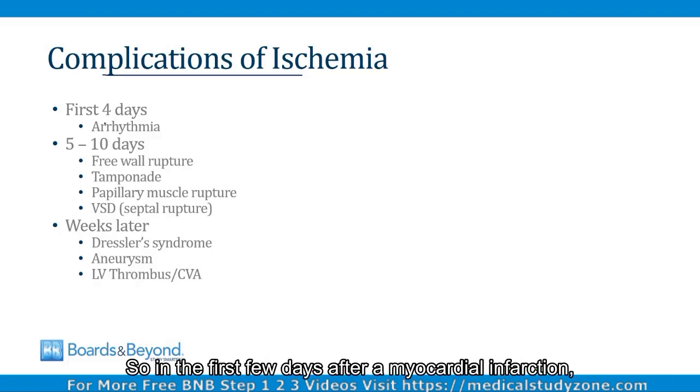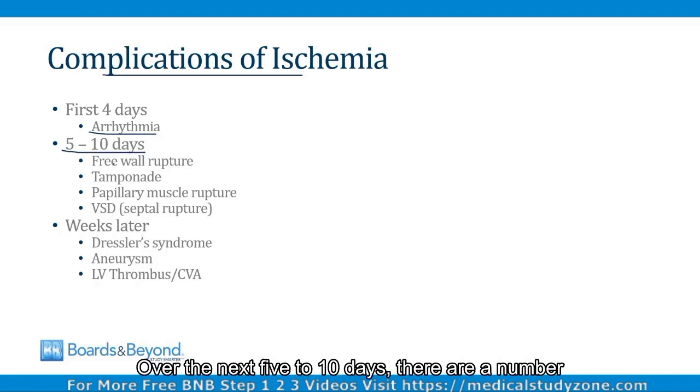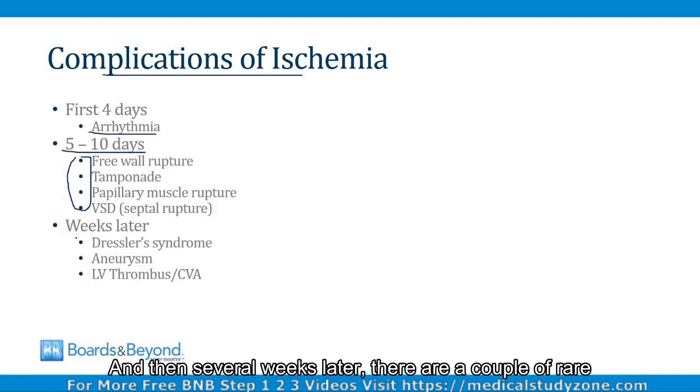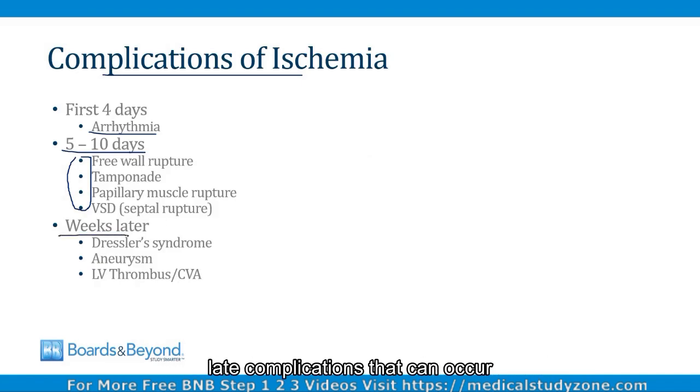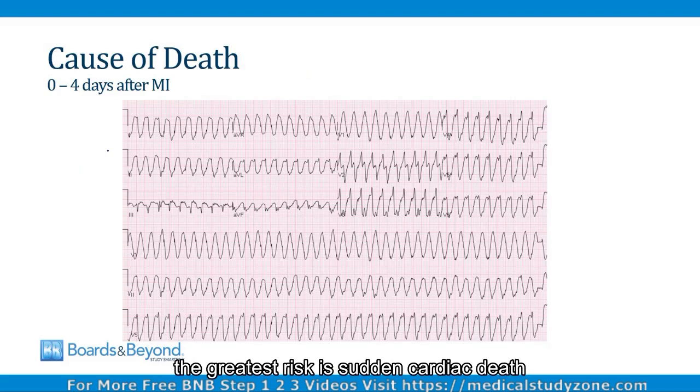So in the first few days after a myocardial infarction, the greatest risk is arrhythmia, and we'll talk about that in a minute. Over the next 5 to 10 days, there are a number of so-called mechanical complications. These are things that happen when there's necrosis of the heart. And then several weeks later, there are a couple of rare late complications that can occur, and we'll talk about these as well.